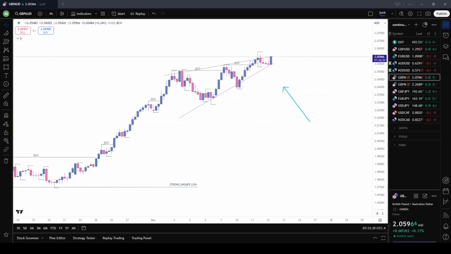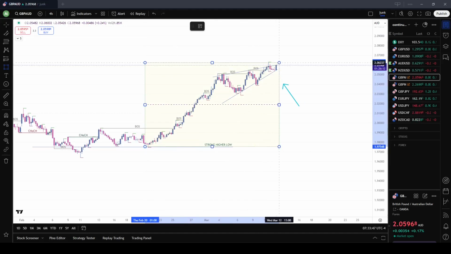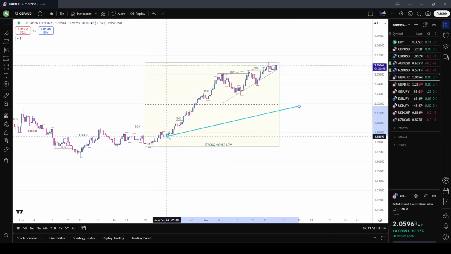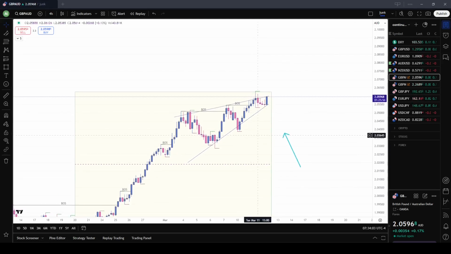GBP AUD, and we can go ahead and map out the current range. It's been making higher highs, not giving any type of pullback. Well, no, not higher lows, just higher highs: range, higher highs, range, impulse, range, impulse, range. Now it's been in an ascending wedge. Price action is consolidating. It's going to break out soon, either to the upside or back down.